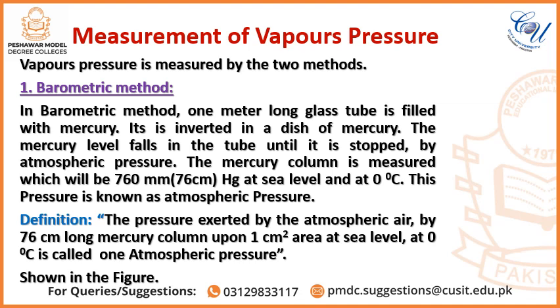Then it is inverted in a dish of mercury. The mercury level falls in the tube until it is stopped by atmospheric pressure. The mercury column is measured, which will be 760 mmHg at sea level and at 0 degree centigrade, and this pressure is known as atmospheric pressure. Dear students, atmospheric pressure can also be defined as the pressure exerted by the atmospheric air by a 76 centimeter long mercury column upon 1 centimeter square area at sea level and at 0 degree centigrade, and it is called 1 atmospheric pressure.